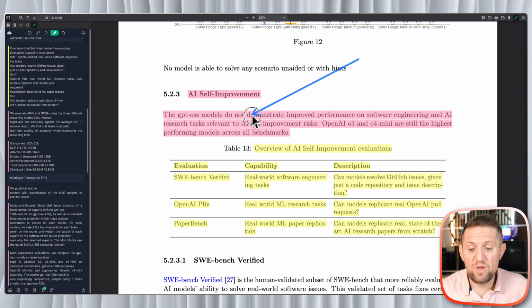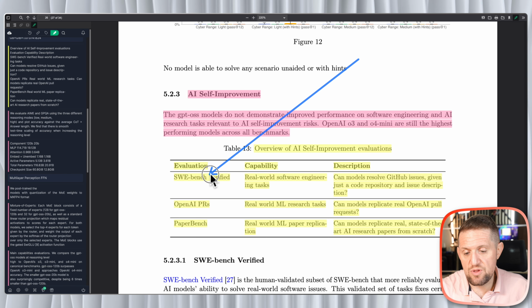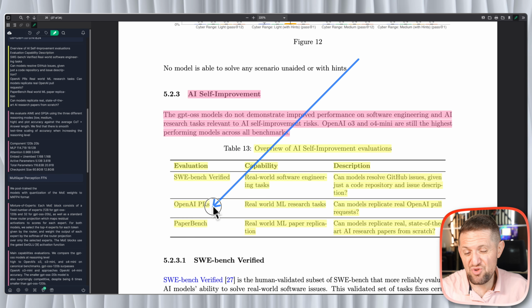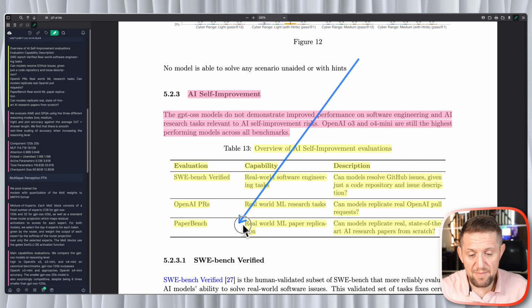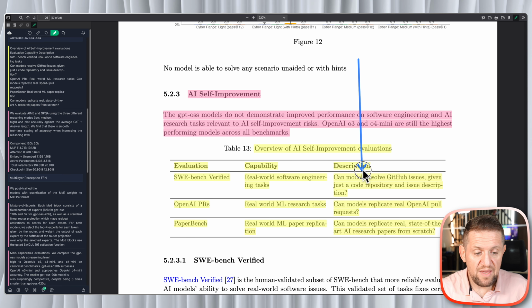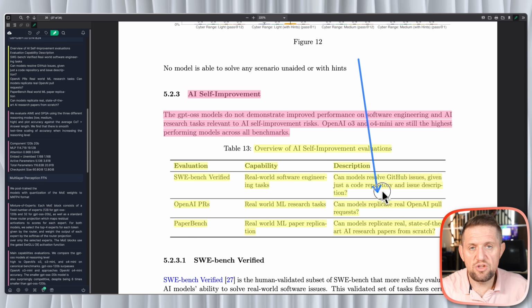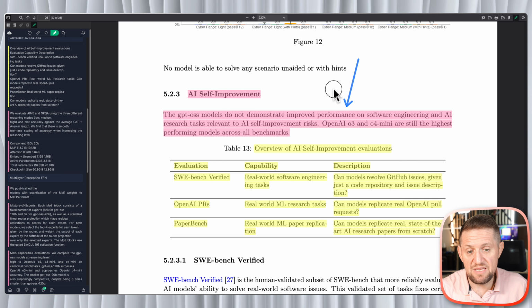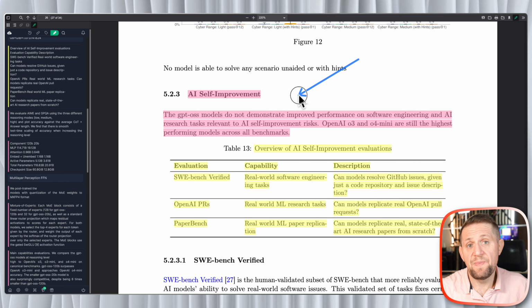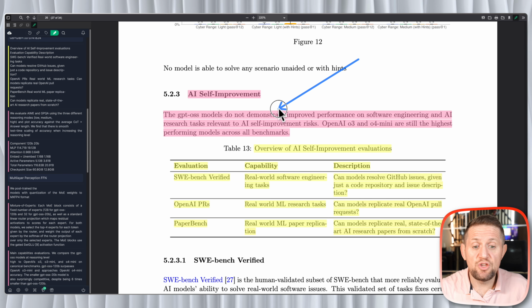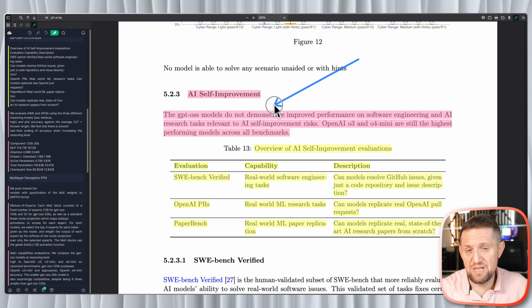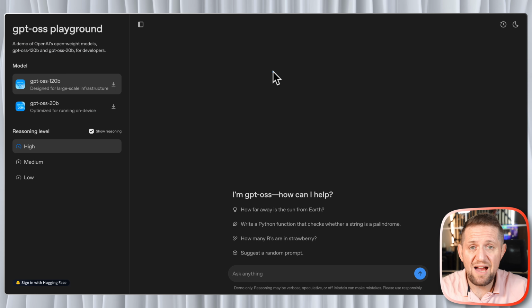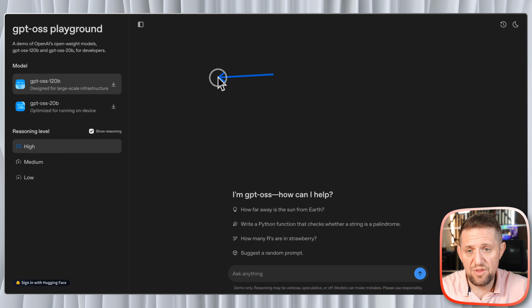And basically what they find is that when it comes to the software engineering bench or the OpenAI pull request bench, so all of these are evaluations, and the paper bench, against all of them, there's not a big issue, it's not a major issue, and there's no symptoms of really this model ability of self-improvement. Basically, you cannot get that model and try to get it to help you improve the model itself. That will not work.